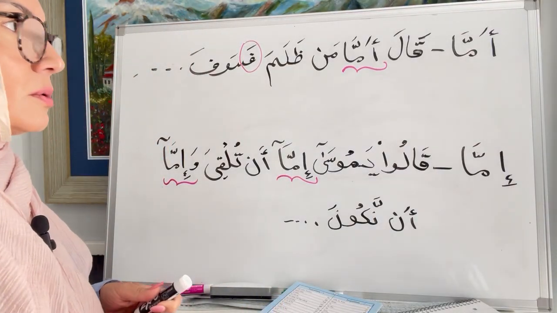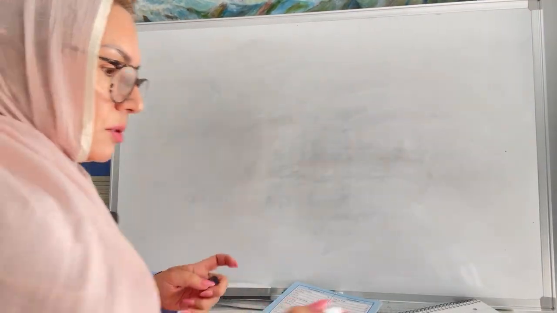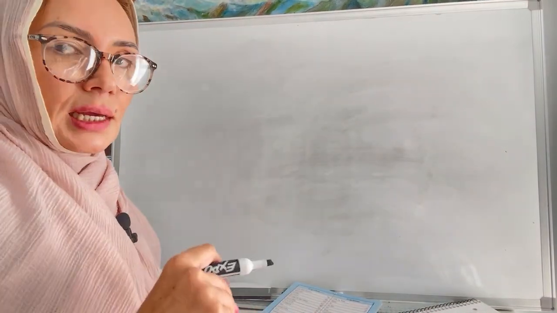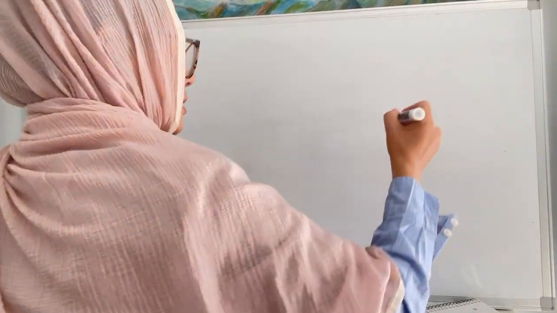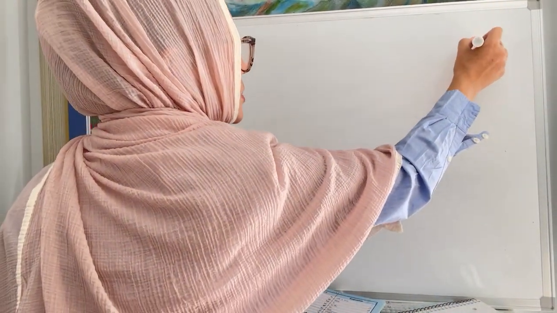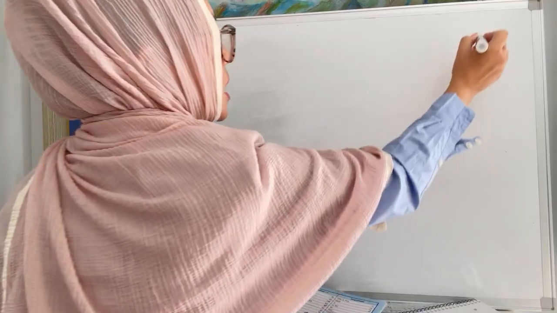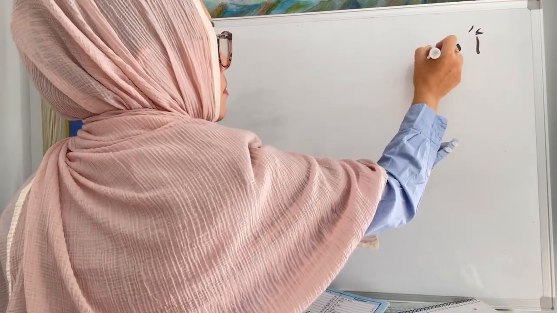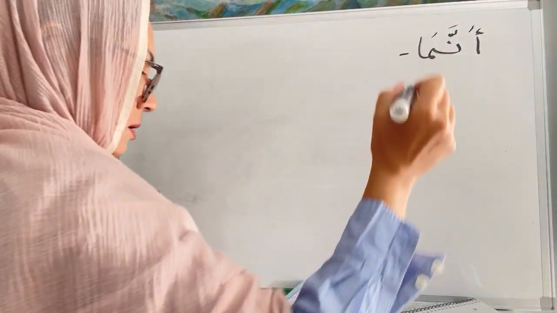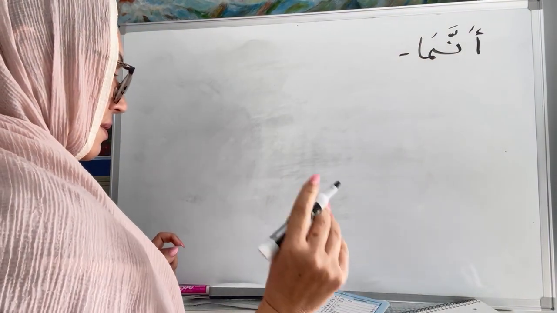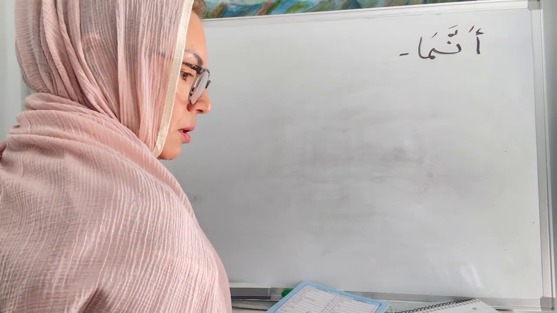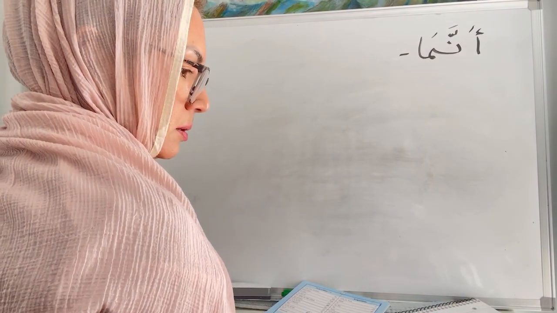Okay, so the next one we have, I'm going to go ahead and erase this, come back, and we'll continue. All right, so the next set we have is annama and innama. So I'm going to write these together like the ones we did with amma and imma, so we can inshallah see the difference. So the first one we have is annama. Here this means that. Okay, so we have the example.